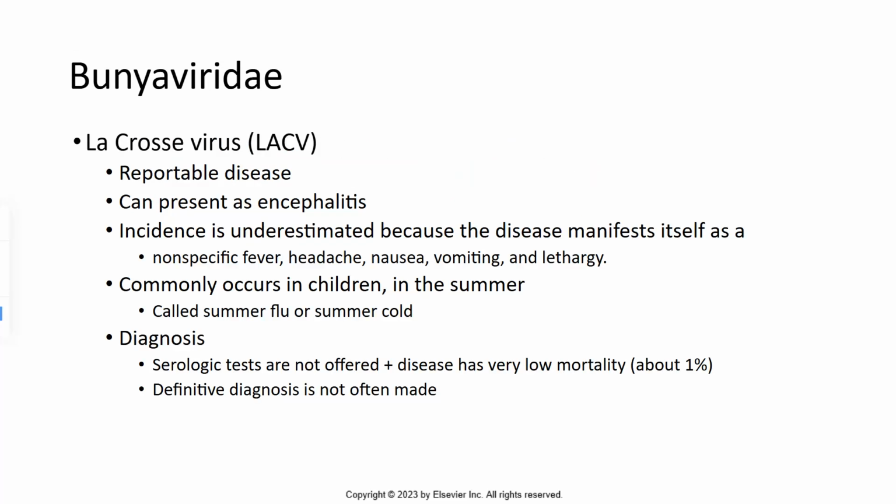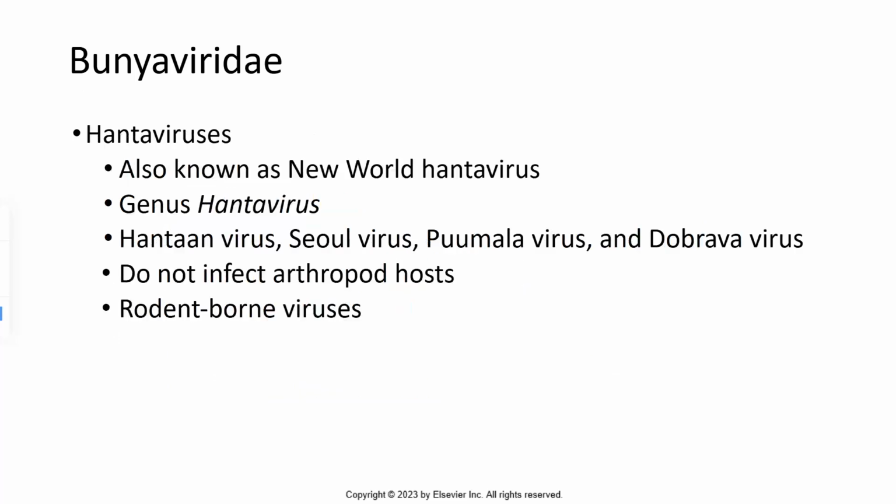The La Crosse virus, a reportable disease, can present as encephalitis. Incidence is underestimated because the disease manifests as a nonspecific fever, headache, nausea, vomiting, and lethargy. Commonly occurs in children in the summer, called summer flu or summer cold. Diagnosis: serological tests are not offered, and disease has very low mortality. Definitive diagnosis is not often made. So this is one of those cases where a kid's sick, it looks like a virus, and they get sent home with no treatment and no diagnosis.